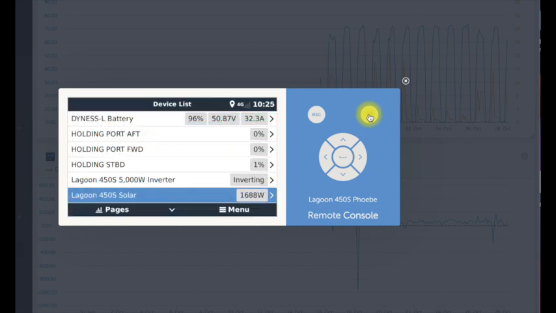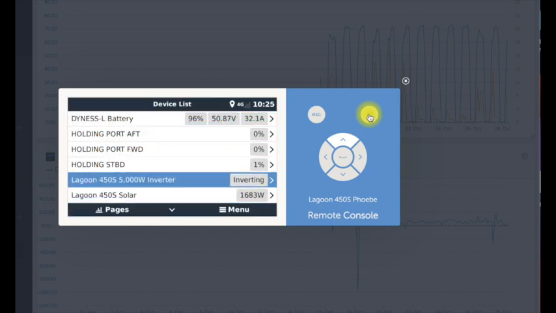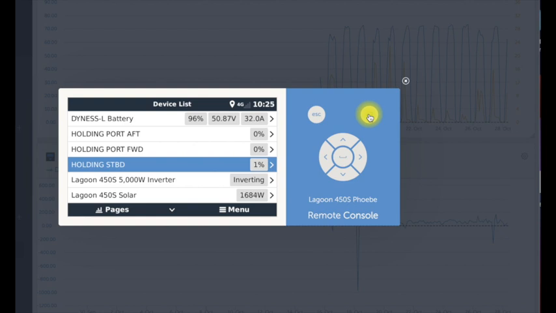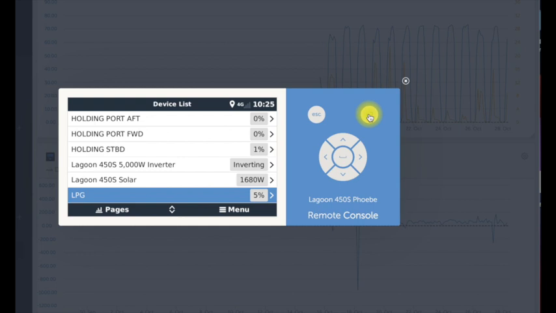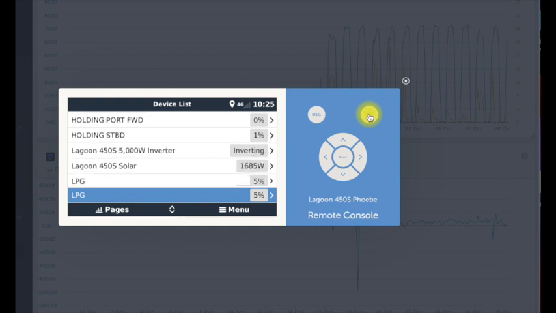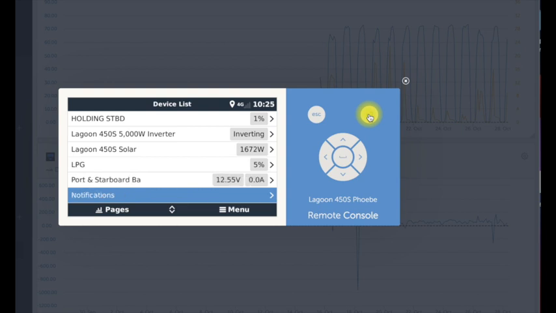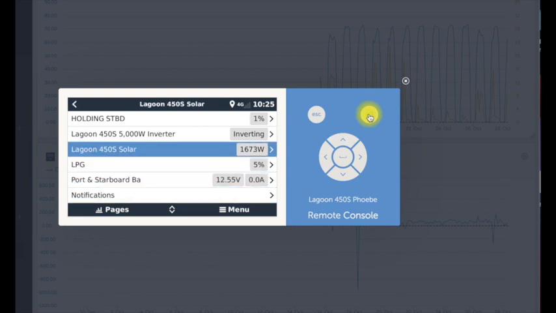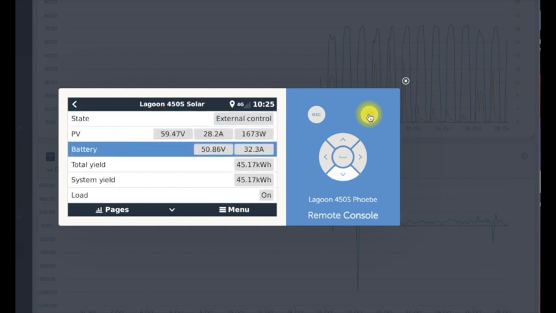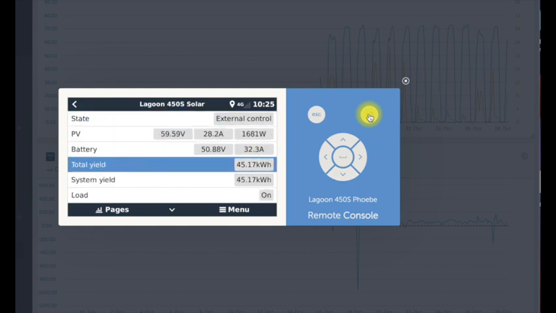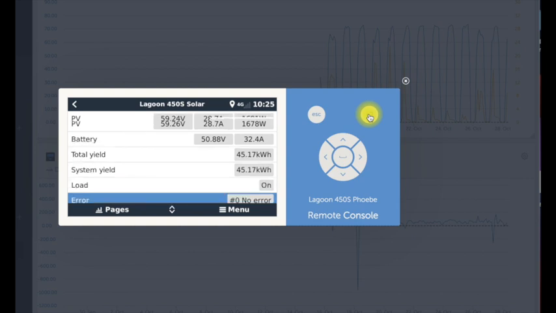Now let's just close this down, or actually while we're here, let's go back and have a look at some other data. We do have the tanks on board this Lagoon, and some of them are yet to be commissioned. We can see we've got LPG, the holding tanks, and the freshwater tanks as well. If we go up and look at the solar now, it has produced 45 kilowatt hours since this was commissioned.